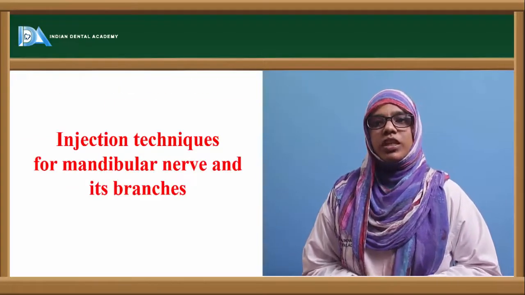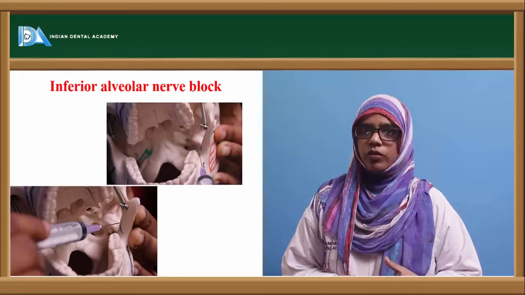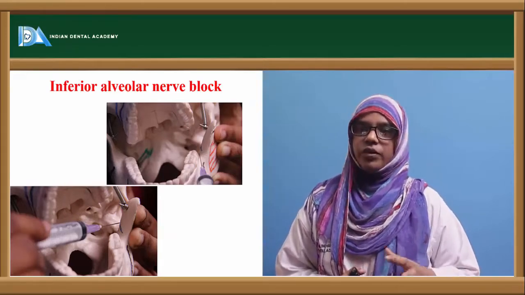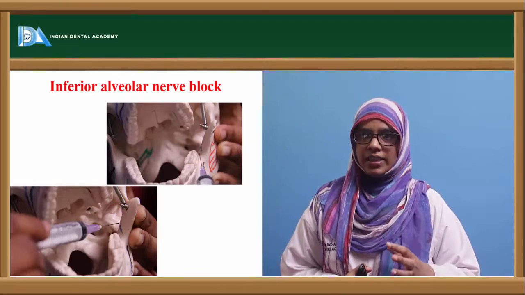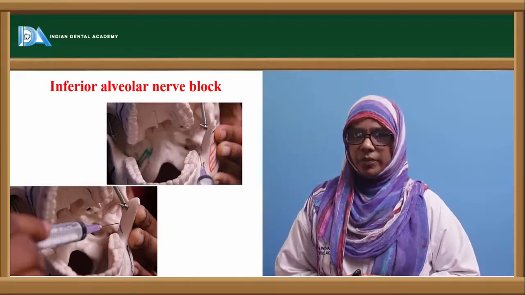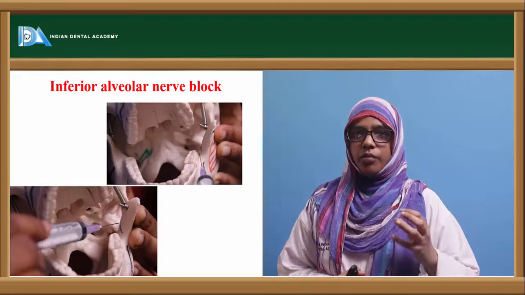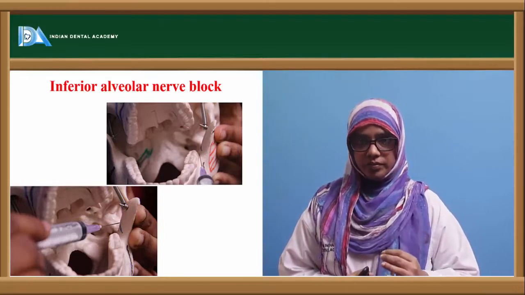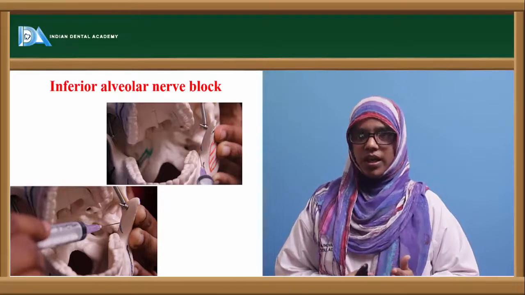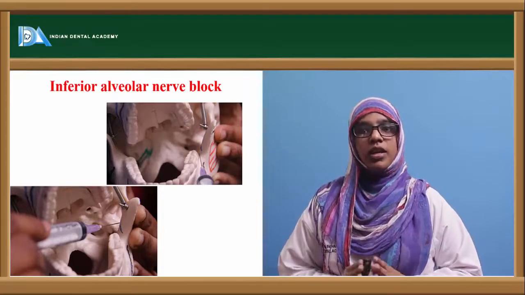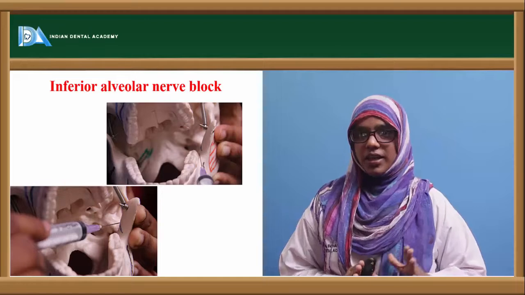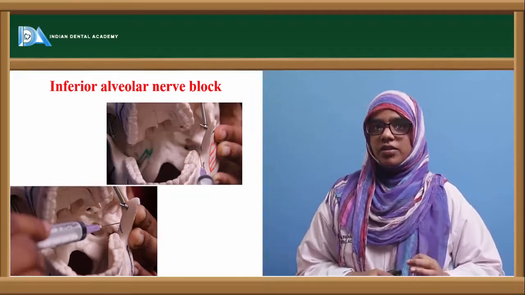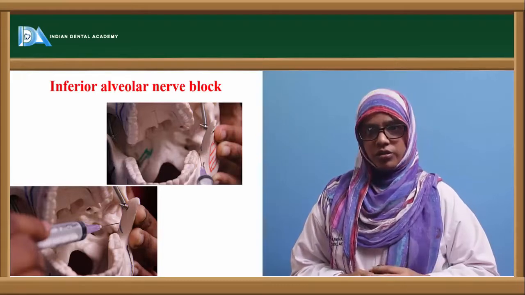Now let's move on to the injection techniques of the mandible. The most commonly used one is the inferior alveolar nerve block. The inferior alveolar nerve block anesthetizes half of the mandible. It anesthetizes the molars, premolars, and the lingual mucosa and the buccal mucosa. It does not anesthetize the canine and central incisors. For the canine and central incisors, you have to give an infiltration.